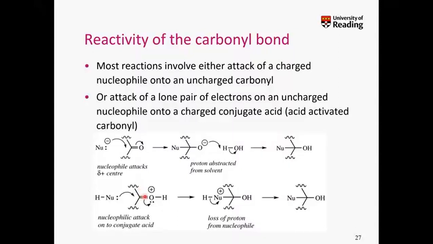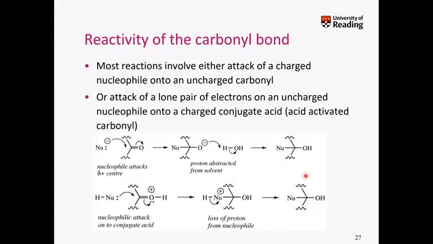Then we get the attack of the nucleophile onto that more activated carbonyl. We break the carbon-oxygen double bond. We end up again with a tetrahedral intermediate, and then we deprotonate what was the nucleophile, and we end up with the same product. We've just done it through a different pathway. Okay, so that's the fundamentals of everything.